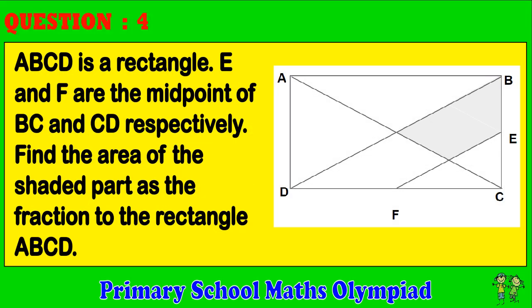Question 4. ABCD is a rectangle. E and F are the midpoints of BC and CD respectively. Find the area of the shaded part as a fraction of the rectangle ABCD.